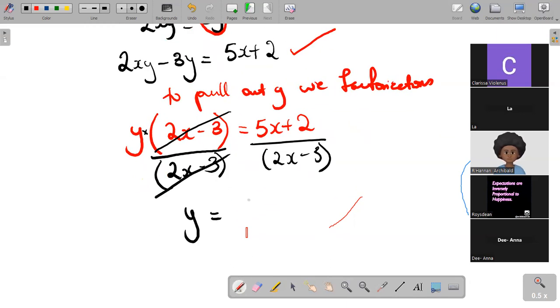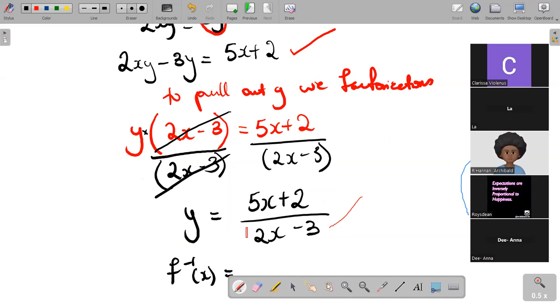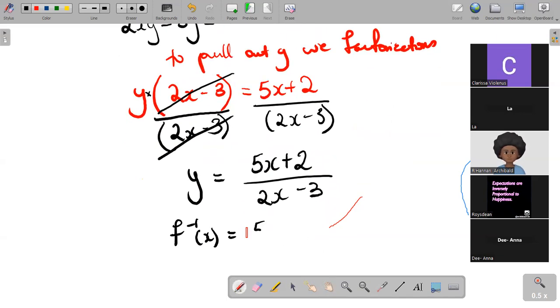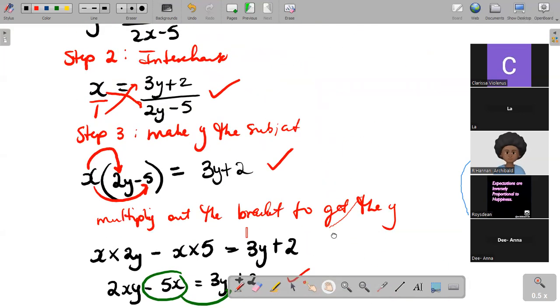y is equal to, and this is your answer. And what we're going to do is compare it and see if we got the same thing. So that means we finish it off by saying f of x, and we're going to stop right here. That's where we can stop. 5x plus 2 over 2x minus 3. Let's back check our answer. We have 5x plus 2, what we started off with.